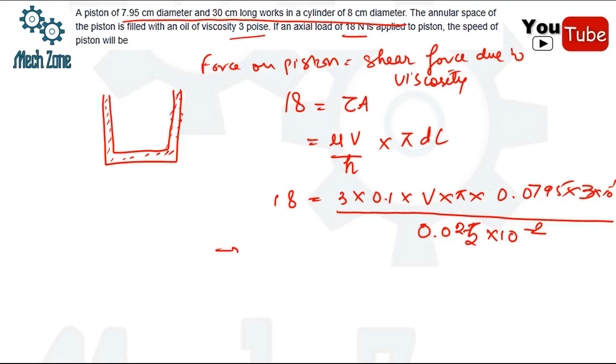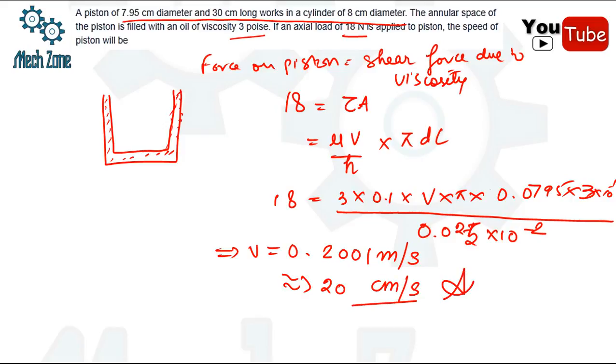So from here, if you find, velocity is coming out to be 0.2001 meters per second, or we can even express it in centimeters, so it would be nearly equals to 20 centimeter per second. So this is the answer.